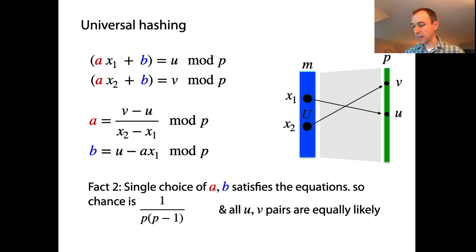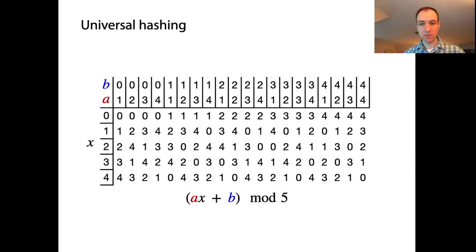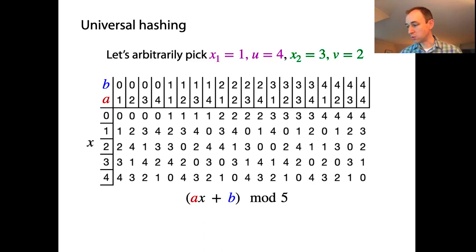Okay, so let's see how this fact of the single choice of a and b satisfying the equations can also be thought of in terms of the table that we already wrote down for ax plus b mod 5. So let's just arbitrarily pick an x1 and a u and an x2 and a v. I've got x1 equal 1, u equal 4, x2 equal 3, v equal 2. So the question we're trying to answer is, for which columns of this matrix do we observe this particular combination? So let's just visually see if we can figure that out.